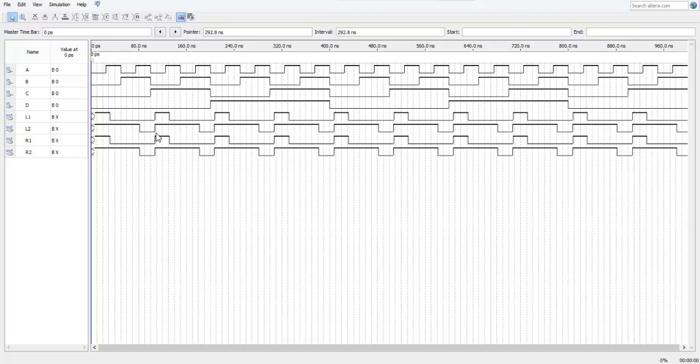Now these are the waveforms which are obtained from the inputs A and B. A has a time period of 50 nanoseconds and B has a time period of 100 nanoseconds. C and D can be ignored. Now, as you can see, L1 and R1 have the same waveform, which shows that they are on whenever A and B are off. Similarly, L2 and R2 also have the same waveforms, which confirms De Morgan's laws.